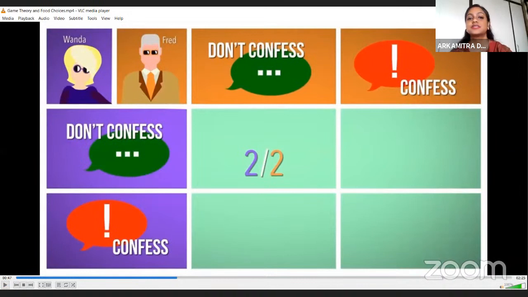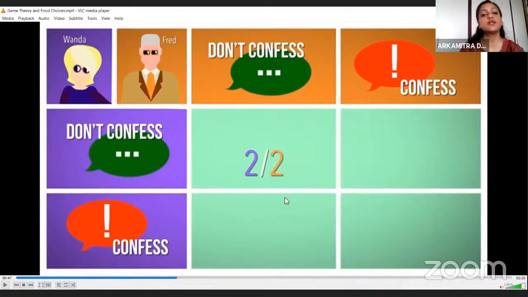Now coming to the second option, where Wanda doesn't confess, but Fred confesses. So it's the top right-hand grid, right? If Fred confesses, then he is cooperating with the police and he gets immunity, he gets to walk free, so he doesn't have to serve any jail time. Wanda, on the other hand, is not confessing and therefore will have to serve 10 years in prison, right?